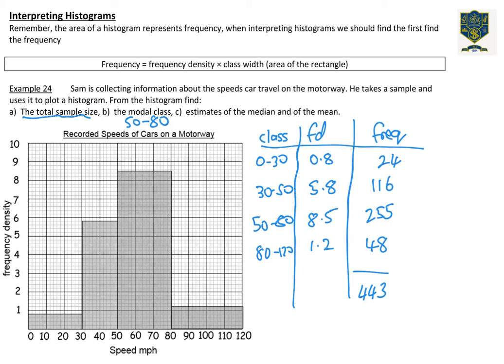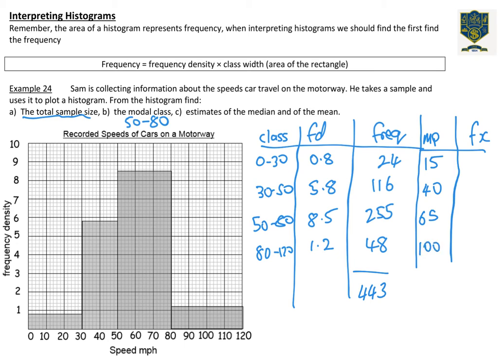Part C then, it's an estimate of the median and the mean. So we work out the mean first of all. Mean from a frequency table, we need to do sigma fx over sigma f, so we need to work out the midpoint first of all, and then we can do our fx column. The midpoint from 0 to 30 is going to be 15, 30 to 50 is 40, 50 to 80 is 65, and 80 to 120 is 100. And we'll multiply our frequencies and our midpoints together to get our fx column.